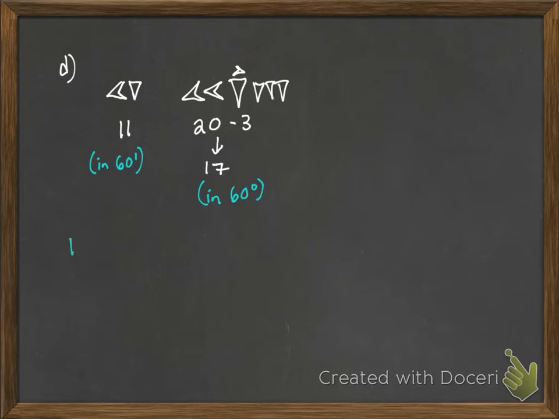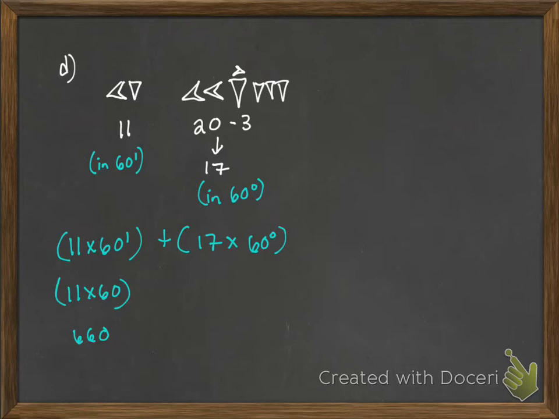So I write down 11 times 60 to the first power plus 17 times 60 to the 0 power. All right, so let's figure out what 11 times 60 is. If we multiply those two together, 11 times 60 will give me 660. Let me just check this really quick because I actually made a small mistake. Okay, I was right. It's 660.